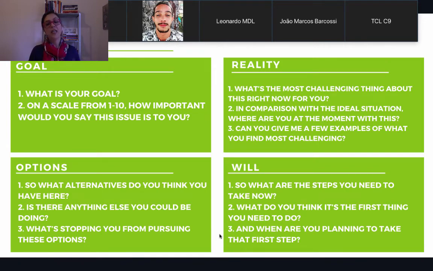Yeah. And will, it's the part where we create the action plan. So what are the steps you need to take now? What do you think is the first thing you need to do? And when are you planning to take that first step? A goal without a plan is just a wish. Yeah, so we need to encourage our students to think about the goal, the plan, the obstacles they will face, their reality, the context they are in today, and how they can put this all together and make things work.